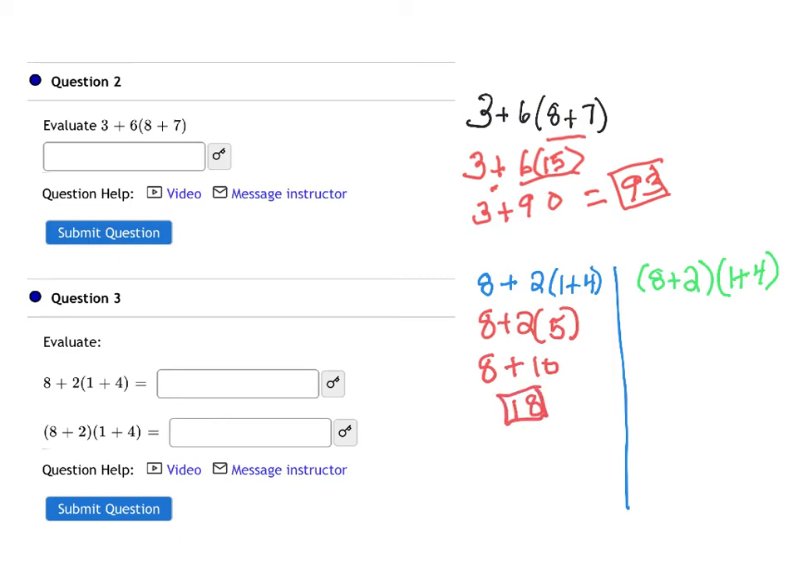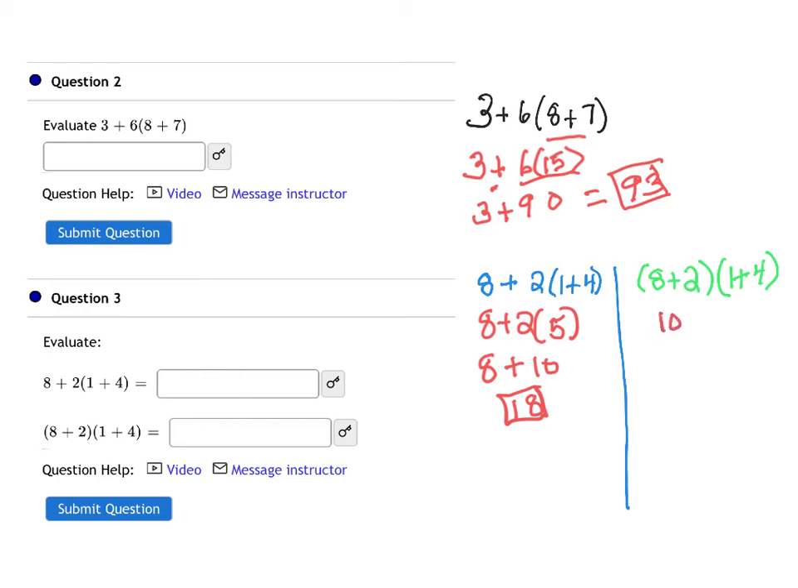Try the next one. Notice now on the next one there's 2 sets of parentheses, so do what's in parentheses first. Pause it and see what you come up with, and then start it back up. So we're doing the parentheses. We want to do what's in parentheses first. So 8 plus 2 is 10.